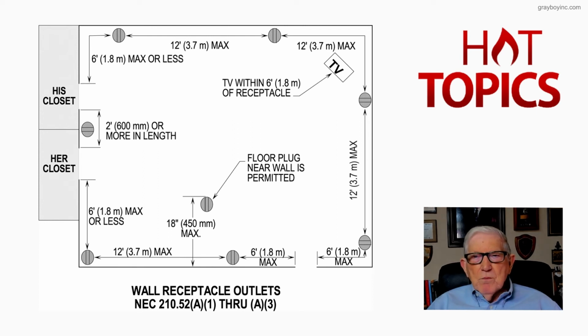So this is your proper spacing of receptacles when you're installing the outlets on the framing members. You have to allow for the finished material of the wall and the door casing and things like that. You have to include that. And that's what this NEC 210.52(A)(1) through (A)(3) in figure 10-9 is illustrating to the user of the NEC.